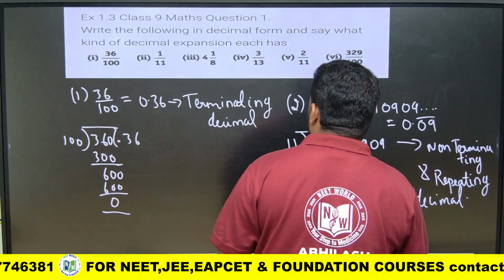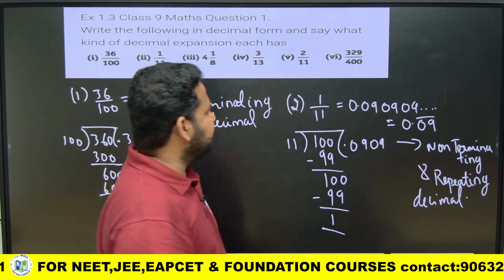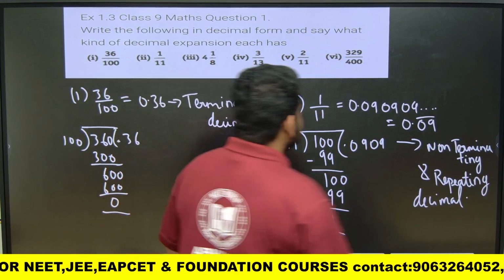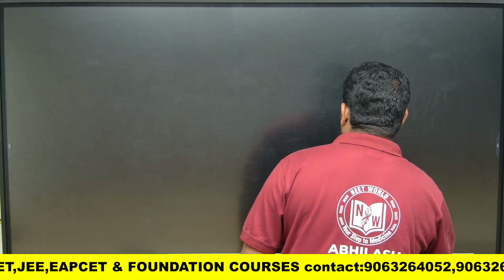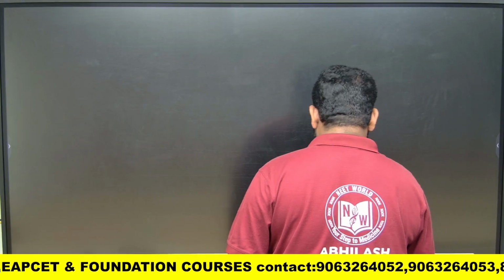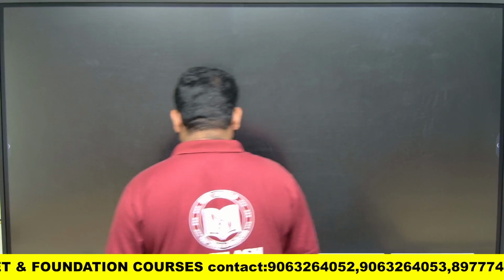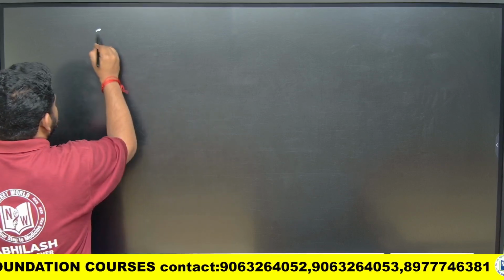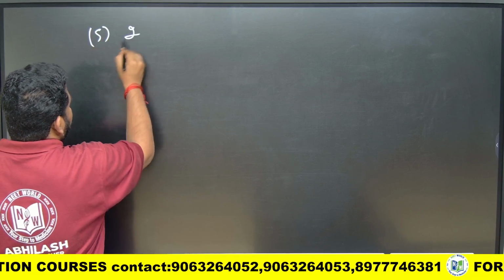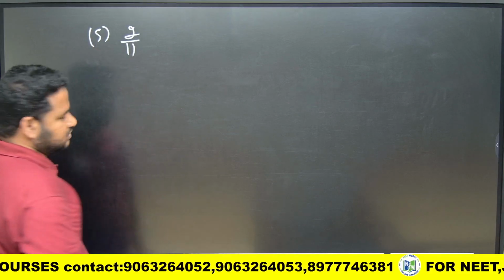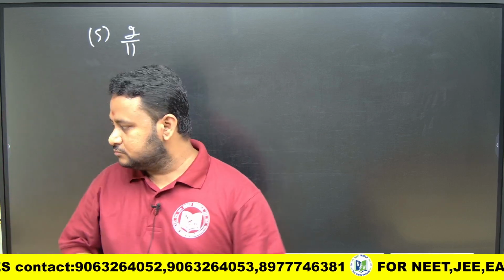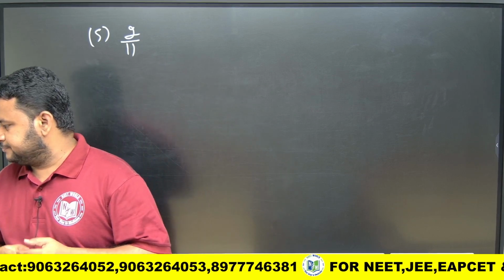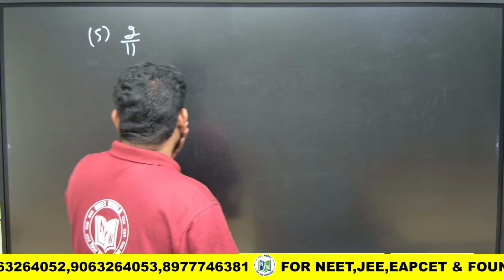Before that, let us see the question. What is the question they were given? 2 by 11. They were given 2 by 11, friends. So let us see how to solve this. The fifth question is 2 by 11. So how to solve this question? Let us have a look at this.